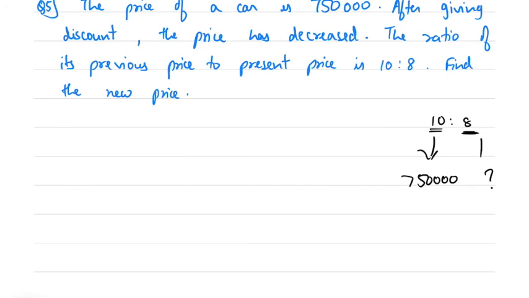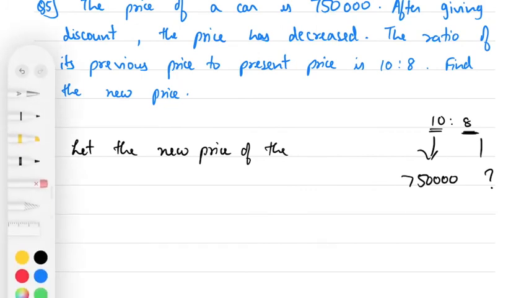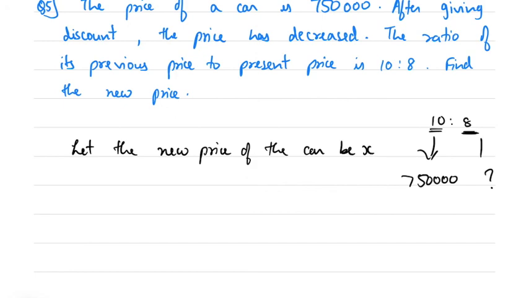So let the new price of the car be x. So by cross multiplication, okay, you get x is equal to 8 into 7,50,000 divided by 10.